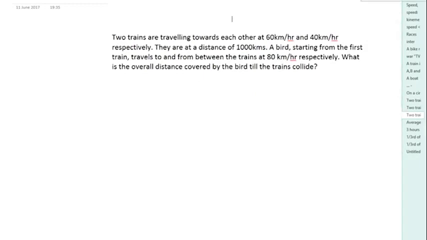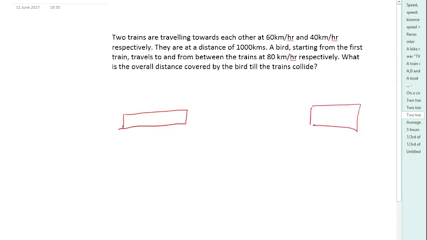So here is the police and thief question that some people were asking about. I think it's fairly similar to this one. It's a very popular question, you might have come across it in various other places. Two trains are traveling towards each other at 60 and 40. So there is a train here which is traveling at 60 kilometers per hour, and there is another one which is traveling at 40 kilometers per hour. These two trains are a distance of 1000 kilometers apart.